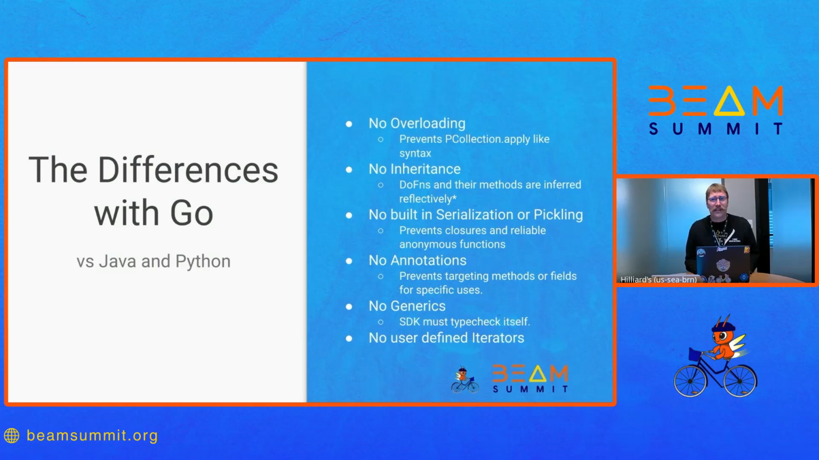And at the time we wrote the SDK, there were no generics. So we had to make sure that the SDK type checked itself. And as a result, that made it very difficult to do things like user-defined iterators. Kind of hard to write iterators without generics. This next slide is covered by the audio, so take it away, past me.